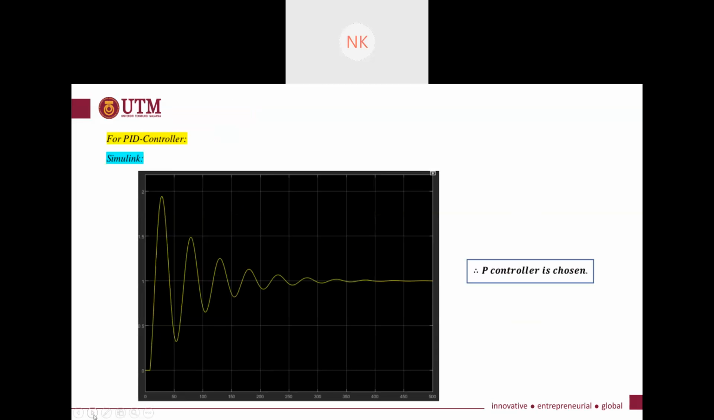As a conclusion, based on the two tuning methods calculated, the P controller is chosen. This is because the oscillation in the P controller is smaller compared to the PI controller and PID controller.